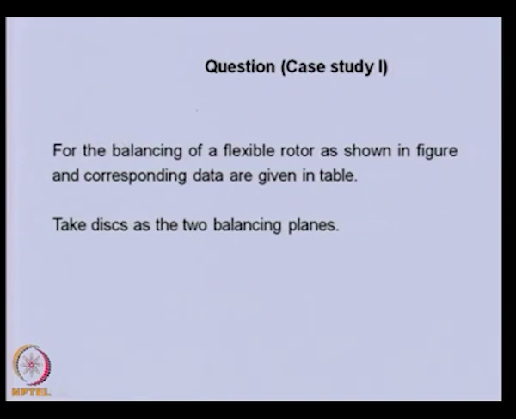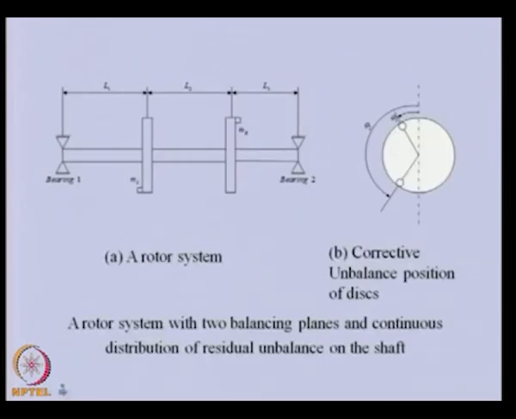So, first let us see what is the problem which we are taking. For balancing of a flexible rotor, as we have shown in this particular figure, this is a simple rotor which is simply supported. In this we are considering the shaft to have distributed mass property, and apart from that there are two rigid discs mounted onto the shaft. Because the shaft has distributed mass property, we will be modeling this particular rotor using the finite element method.